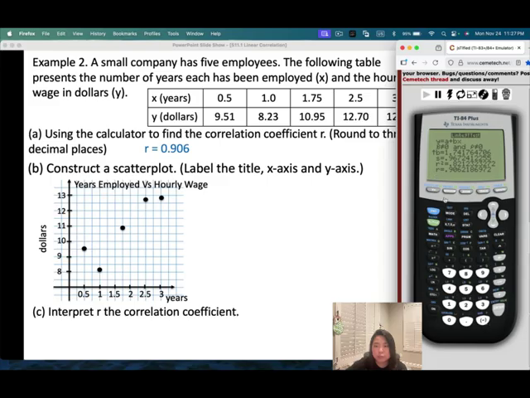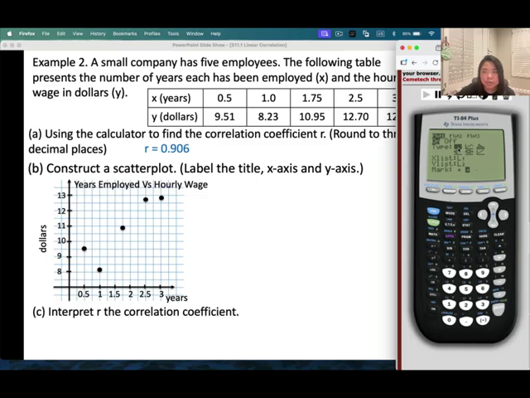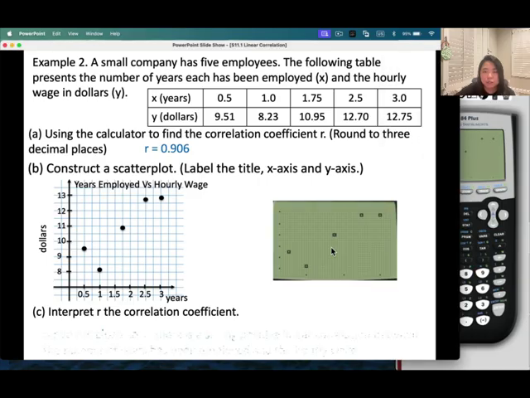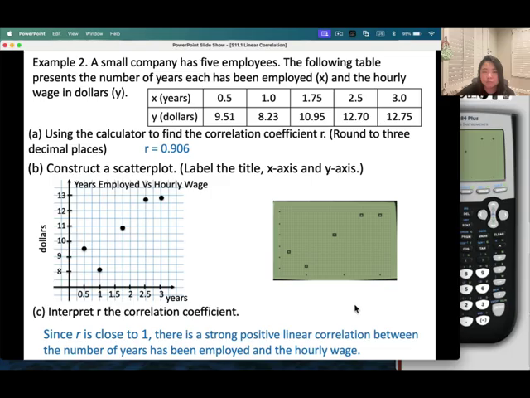Use your calculator to double check your work. Click on 2nd, Y=, Enter. And then we're going to choose the first icon. Click on ZOOM, number 9, ZoomStat. So you will have this picture. And then interpret the R. R is close to 1, and this is going to be a positive, strong linear correlation between the number of years employed and the hourly wage.